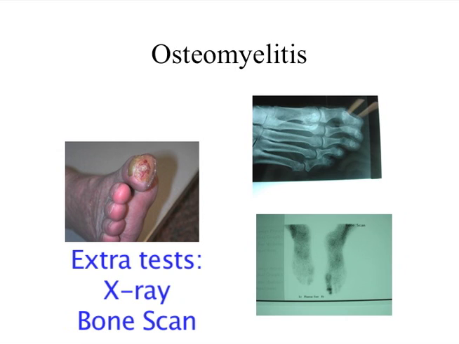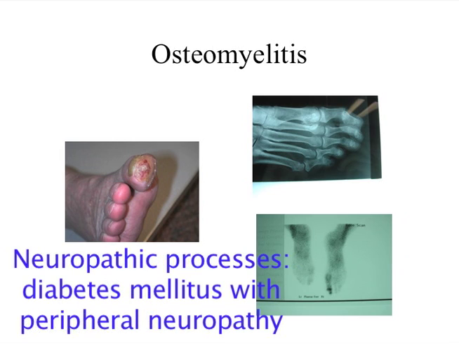Osteomyelitis will require the administration of antibiotics and may require the removal of some of the infected bone. If a foreign body is present, clearly this needs to be removed to get the ulcer to heal. Most commonly, osteomyelitis is present in patients who have neuropathic processes, and the most common form of this neuropathic process we see is diabetes mellitus with peripheral neuropathy.